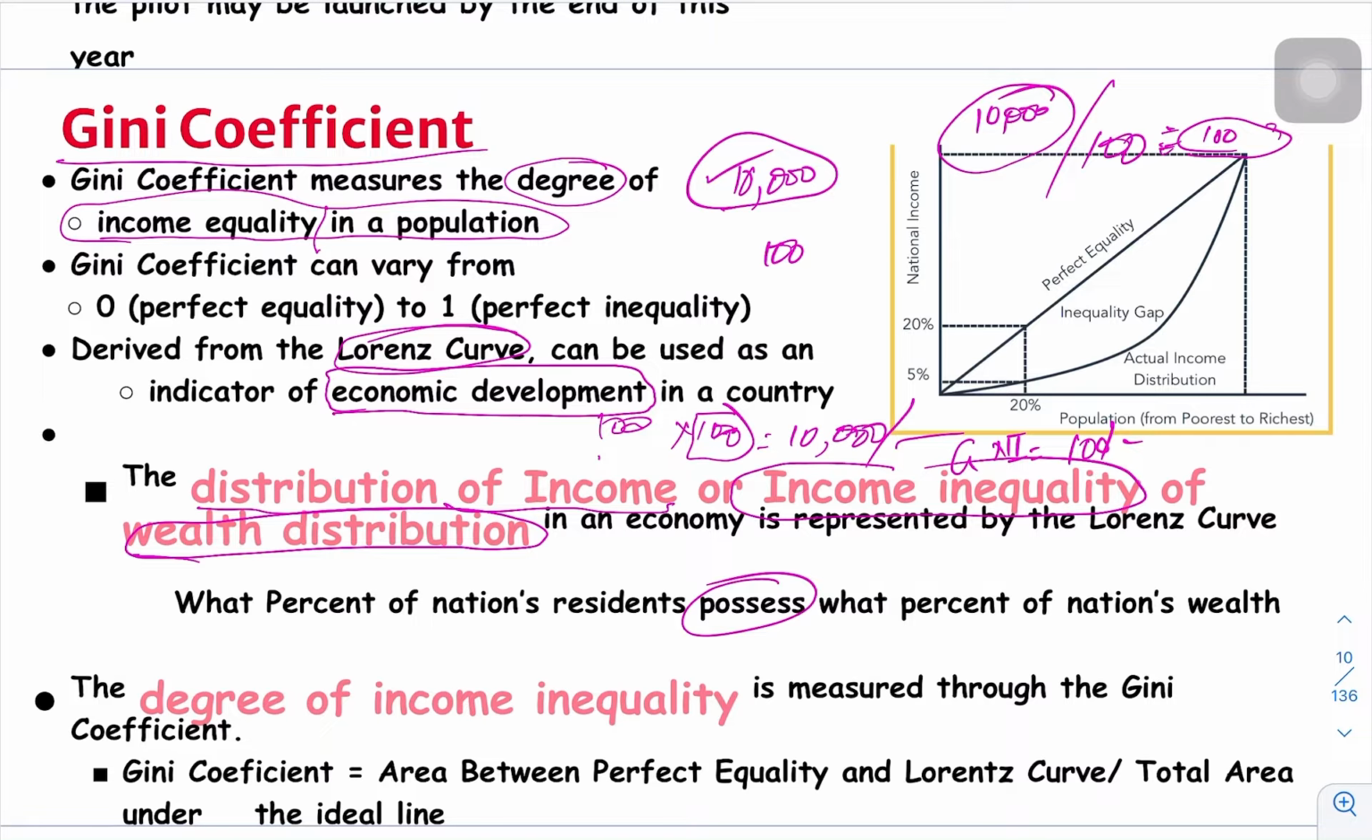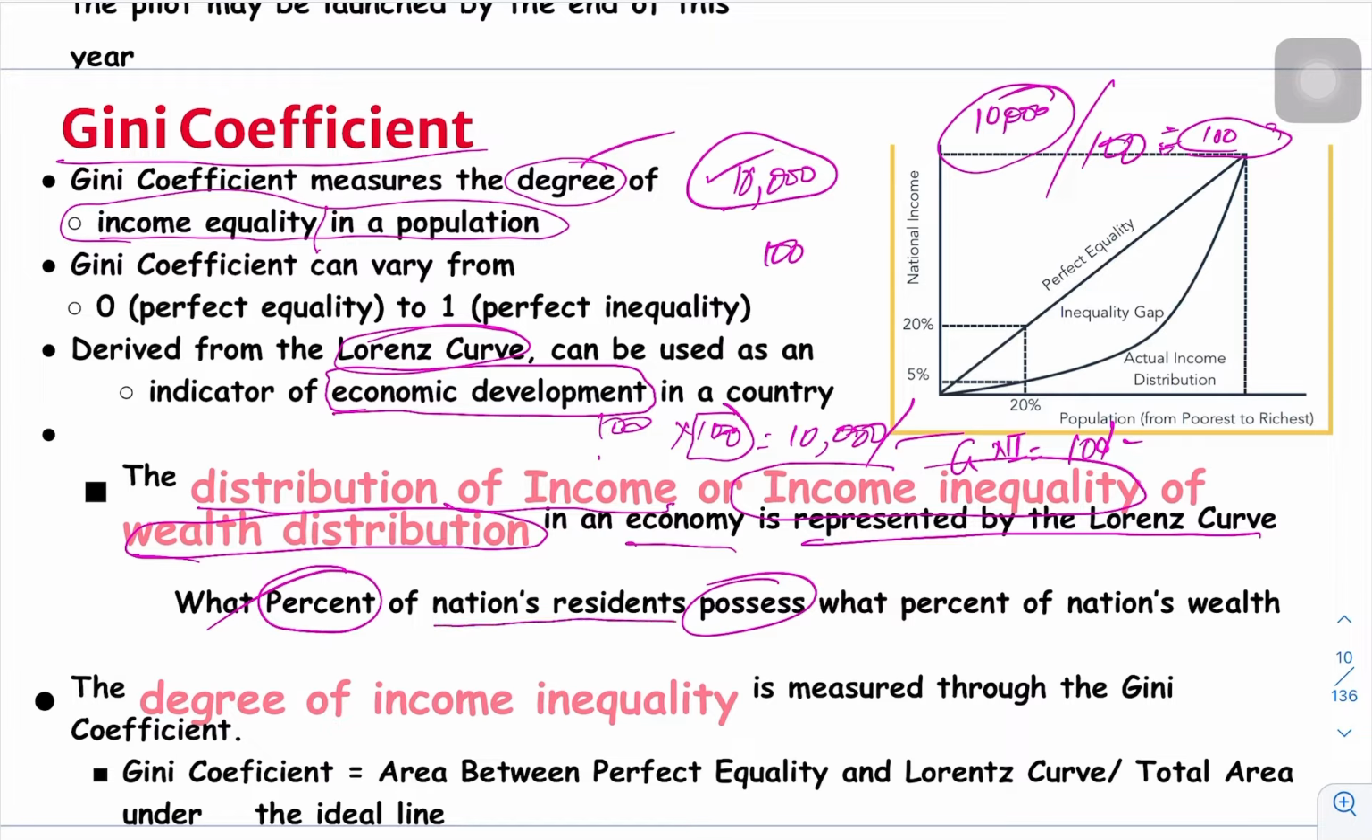Both are the same, but UPSC might confuse you by giving these kinds of confusing statements in the examination. That's why I'm giving both statements. The distribution of income, or if it is not distributed, what will happen? It is called income inequality of wealth in an economy, represented by the Lorentz curve. The Lorentz curve talks about the percentage. However, the Gini coefficient talks about the degree. Okay, don't get confused. This is the most important aspect.